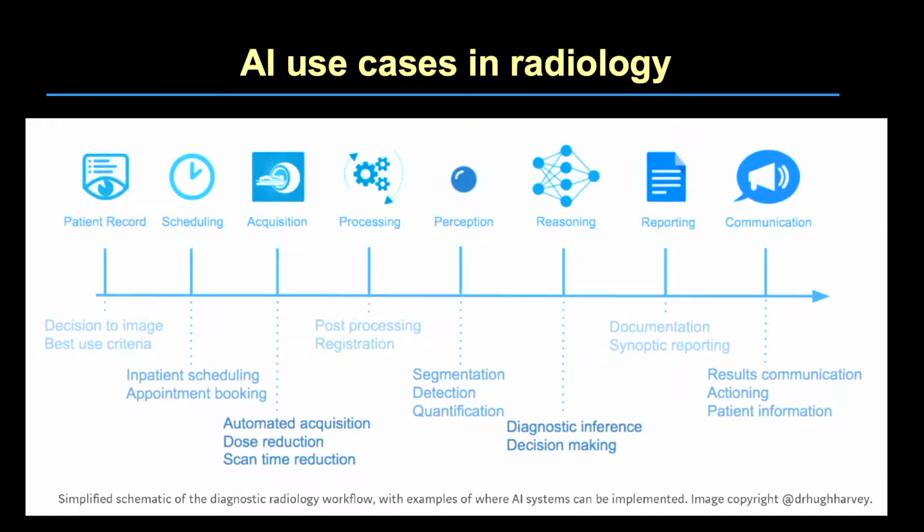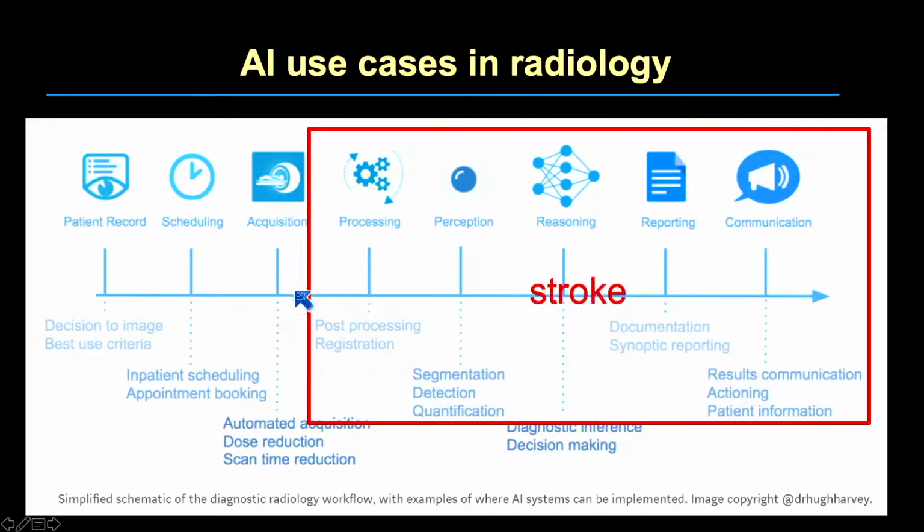There's basically a wide spectrum of how AI can affect our workflow, anywhere from patients' medical record and scheduling, all the way to communicating the result to physicians and to patients. Where I'm going to focus in this spectrum, in terms of stroke and AI, would be image processing, perception, reasoning, and then we'll talk about some of these software platforms that have options for reporting and communication.